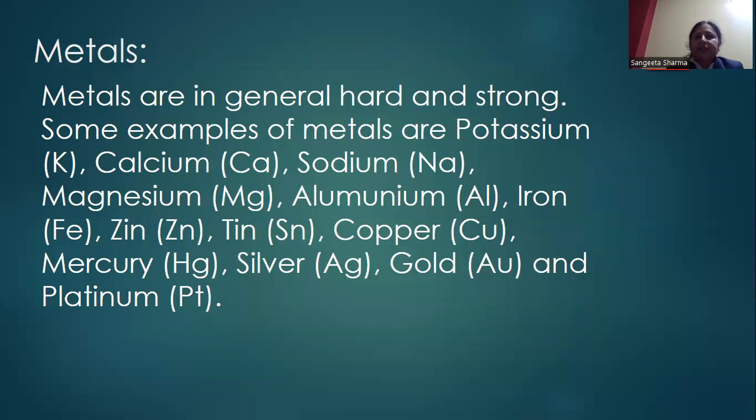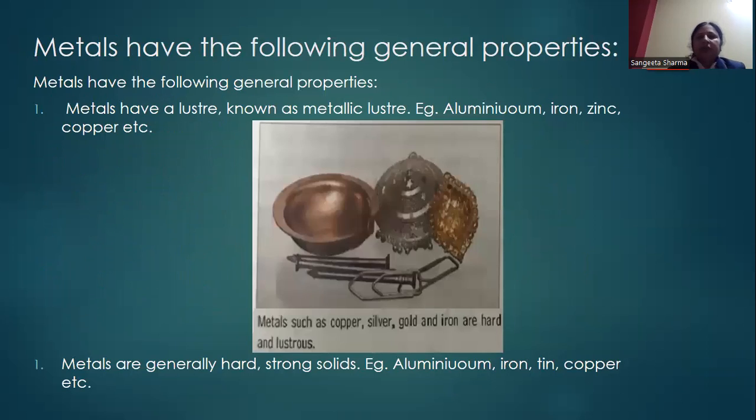So first, metals. Metals are generally hard and strong, and some examples of metals are potassium, calcium, sodium, magnesium, aluminium, iron, zinc, tin, copper, mercury, silver, gold, platinum, etc. Metals have the following general properties.